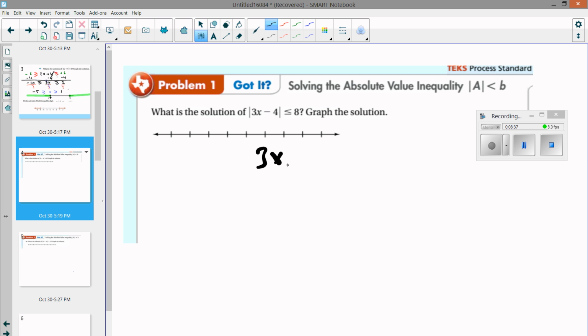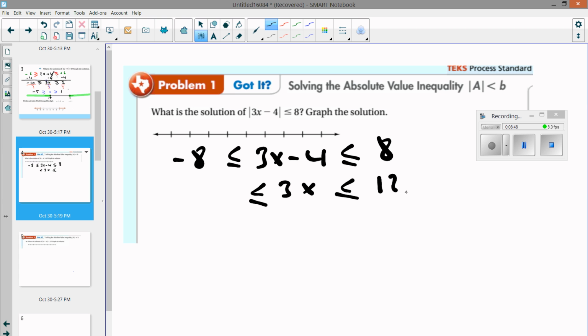So this is the first step. Take it out of the absolute value: +8 and -8. We're going to add 4 to both sides. Add 4, and that makes -4.